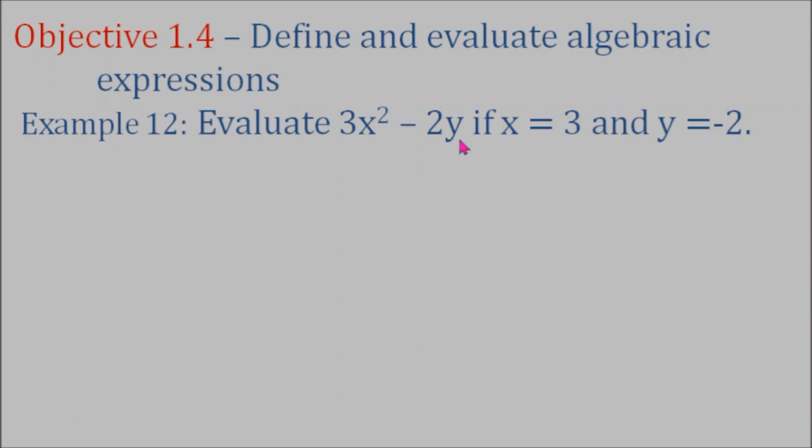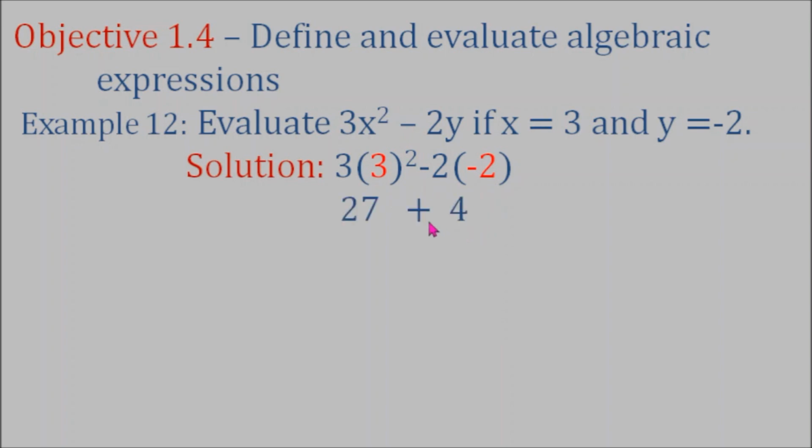Now here in this problem, we will just substitute x with 3 and y with -2. So it becomes 3 times 3 squared minus 2 times negative 2. And 3 times 3 squared is 27, and negative 2 times negative 2 is positive 4. So we have 27 plus 4, and it is equal to 31.